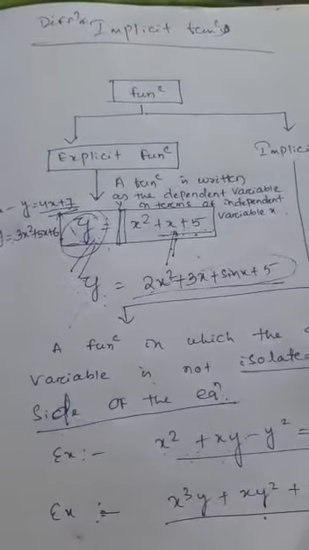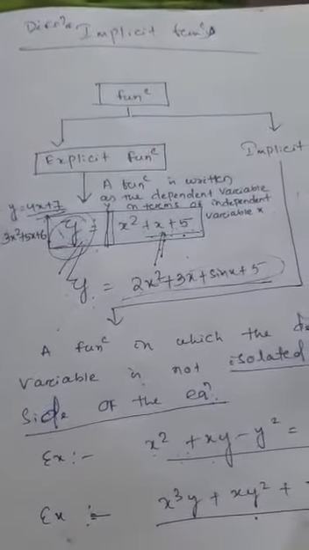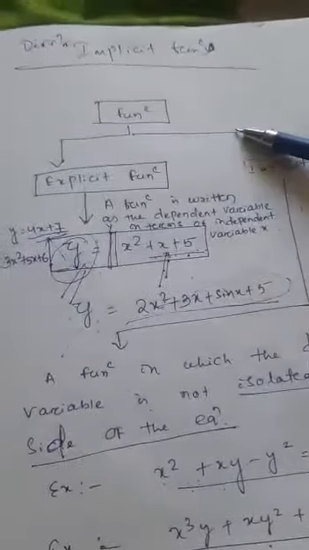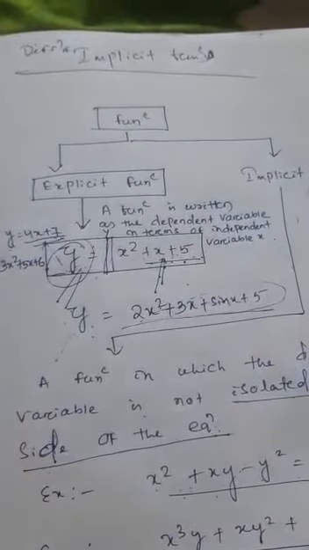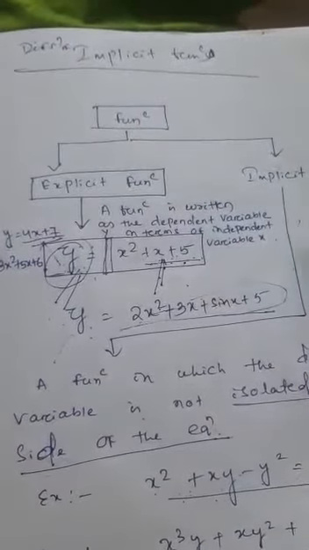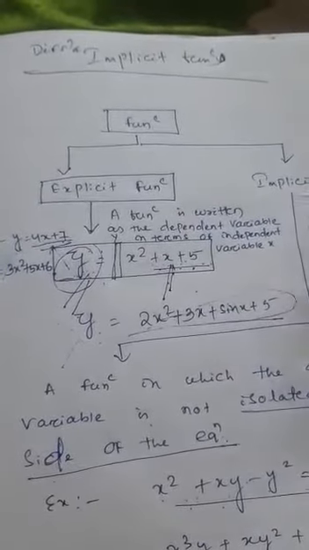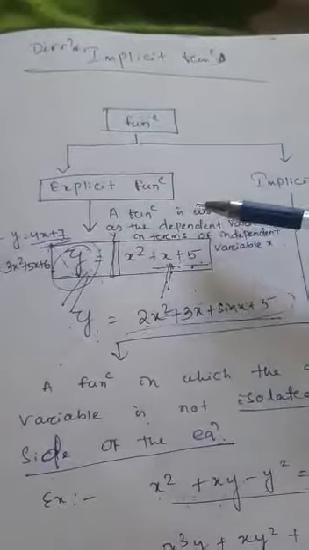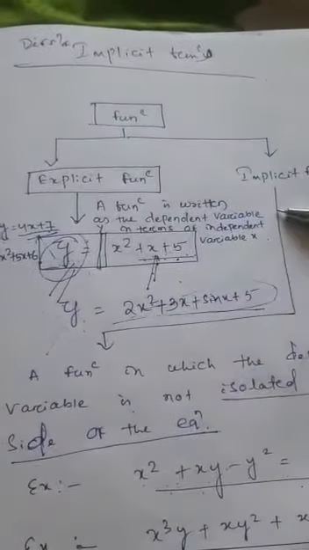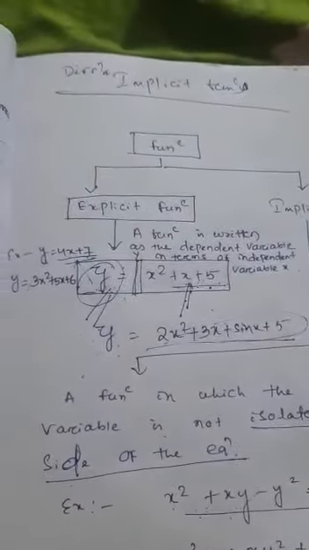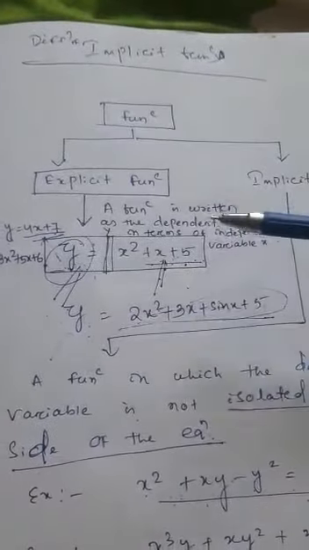Now in this class or in this video, I will explain to you about the derivative of implicit function. First of all, try to understand what you mean by implicit function. Functions are categorized into two types: explicit and implicit. Now let's discuss the meaning of explicit function and the meaning of implicit function. What is the meaning of explicit function first?